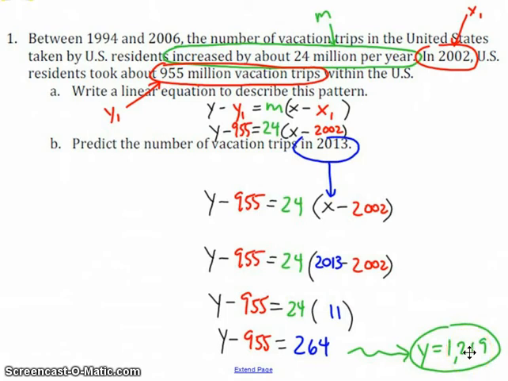Now, the crucial point with a word problem is to remind yourself, 1,219 what? Well, let's look back here. Y came from, oh yeah, the units here are millions of vacation trips. So it's 1,219 million vacation trips. Another way to say it is 1,219,000,000 vacation trips. An awful lot of vacation trips.